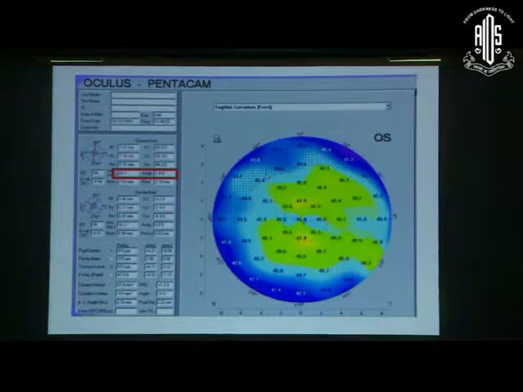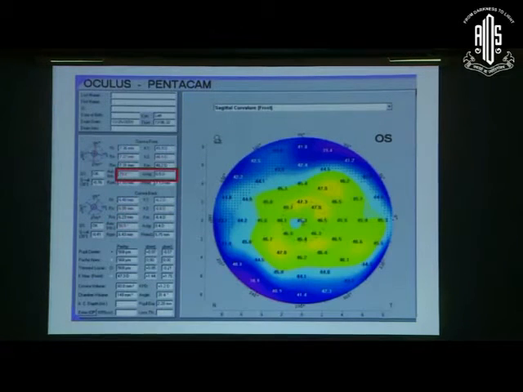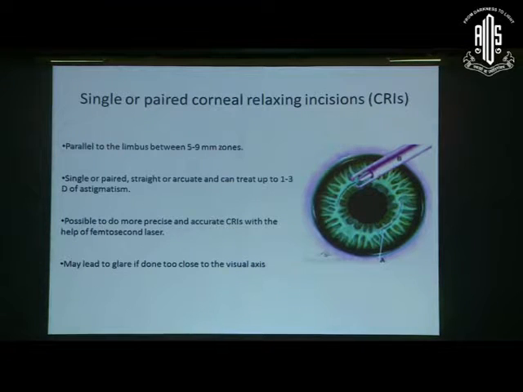Again, an LRI patient of 1.4 diopters was reduced to about 0.5 diopters after surgery. Now we come to what people call astigmatic keratotomies or corneal relaxing incisions. They are done a little closer to the center than the LRIs, somewhere between the 5 to 9 millimeter zone. These are more precise, and now we can get them done with femtosecond lasers.